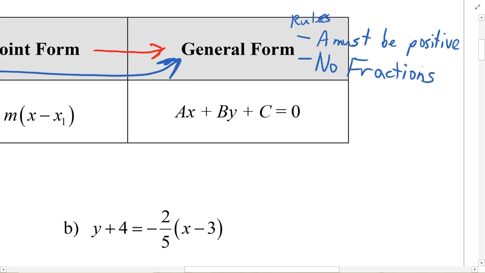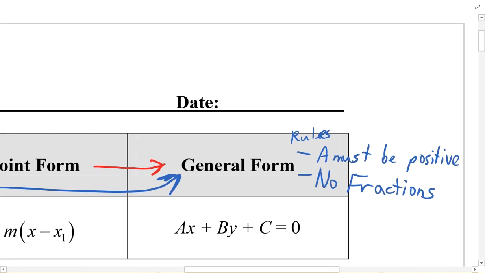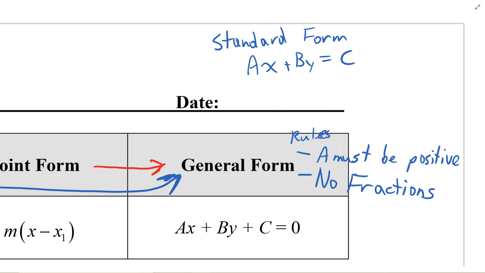All right. Sometimes in some older books and on the internet, you might see this thing called standard form. We're not going to specifically talk about it, but just to let you know what it is, it's kind of like general form, and it has the same rules, except the only difference is C is on the other side of the equal sign, okay? But you're still going to have A must be positive and no fractions. But I won't ask for it. I just want to point it out because you might see it in your travels, okay?